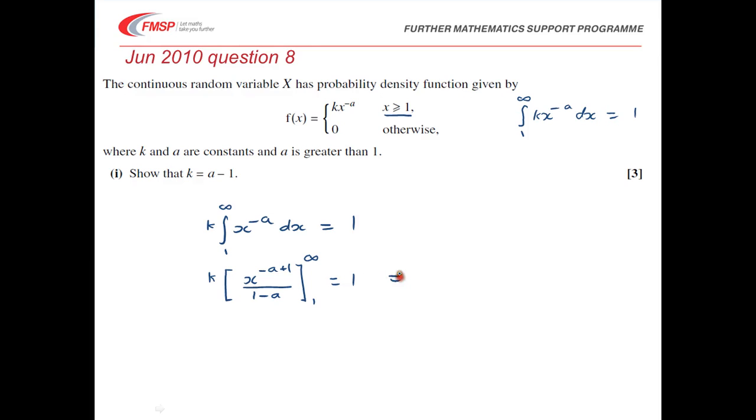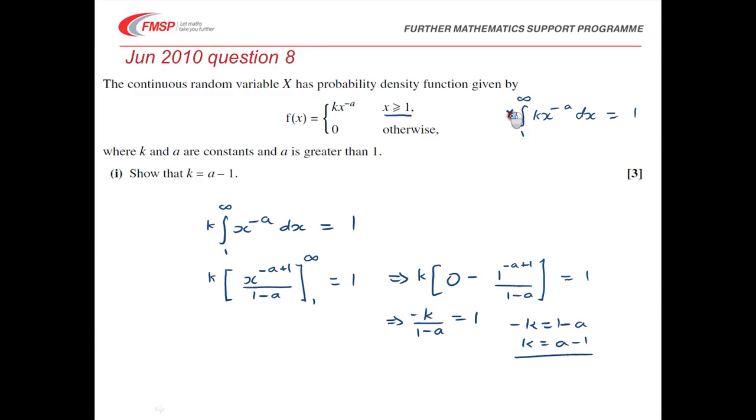So if we put infinity into this, we end up with x to the power of minus infinity, which in fact gives me 0. So I'm going to end up with 0 minus, now if I put 1 into this equation, I get 1 to the power of minus a plus 1 divided by 1 minus a. And again, all of that should equal 1. So I'm now left with the statement that k divided by 1 minus a, negative, equals 1. So minus k is equal to minus 1 minus a, so k is equal to a minus 1.